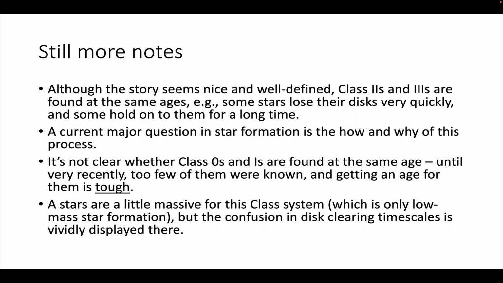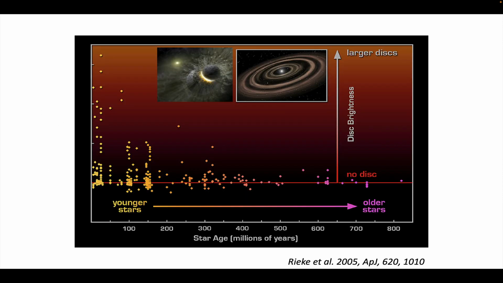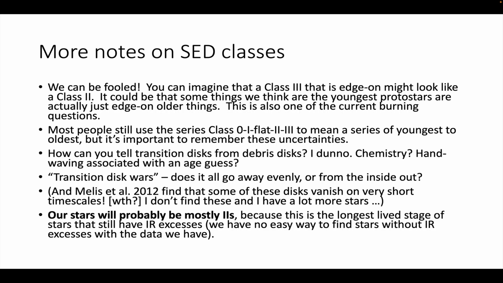A stars are more massive than these classes usually refer to, but I showed you this plot in the earlier movie, right? And you can see this is confusing, right? Because you've got very young stars that have no disk and some of the same age that have big disks. There's a lot of confusion.